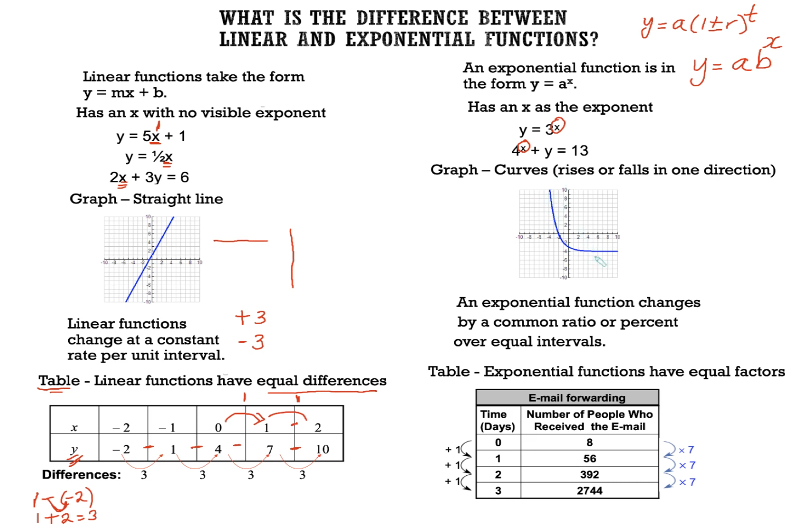Your curve can rise or it can fall. Notice that this curve right here is falling, so we would call this like an exponential decay. If your curve is rising, then that will be an exponential growth. So this would be a decay because it's decreasing, and this would indicate a growth because it's increasing.